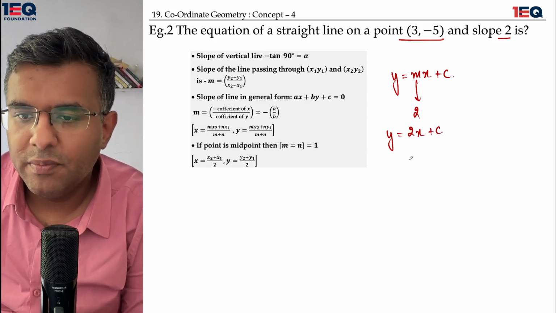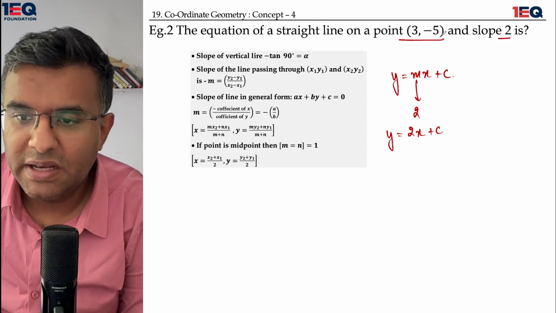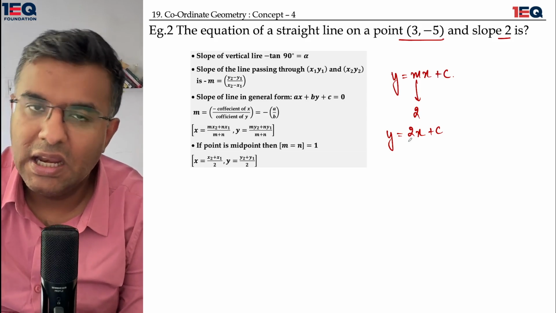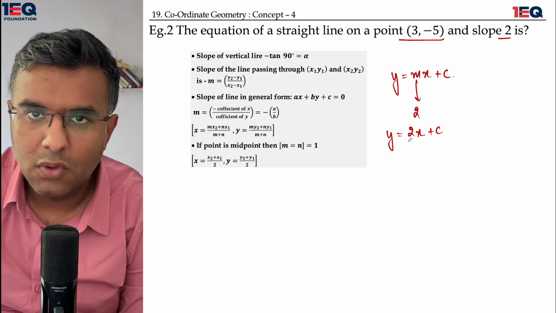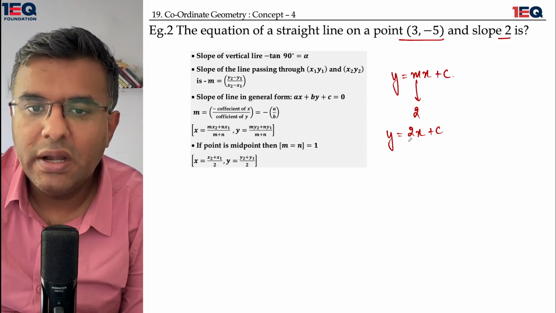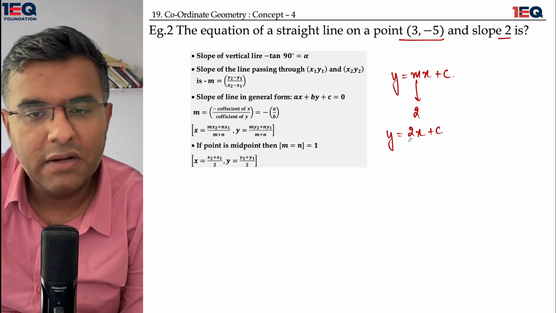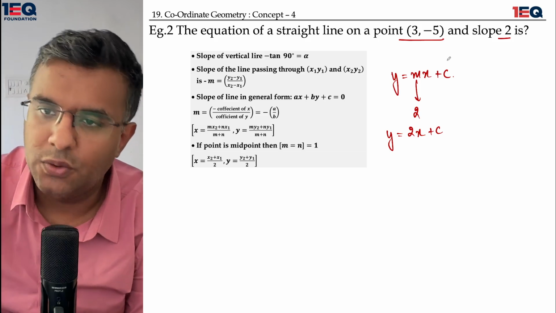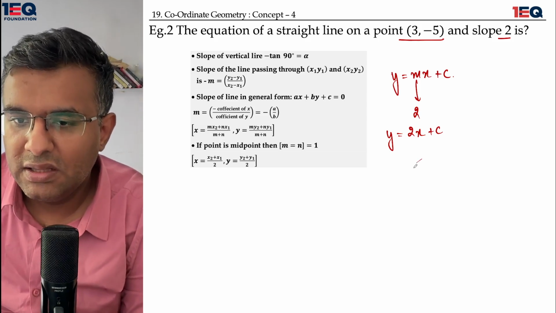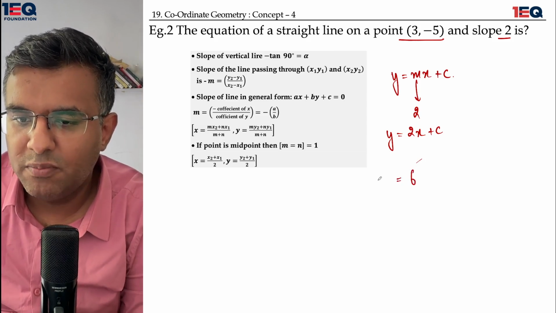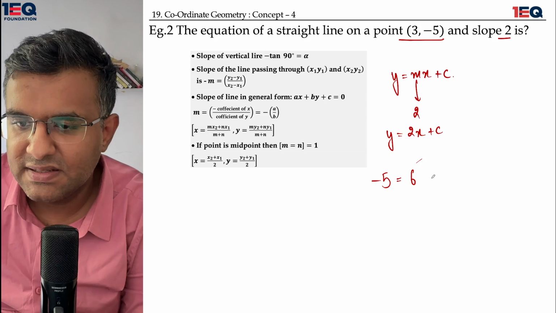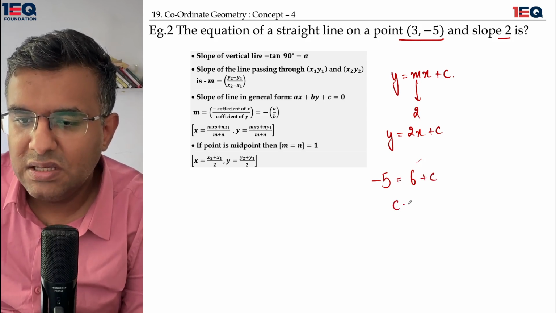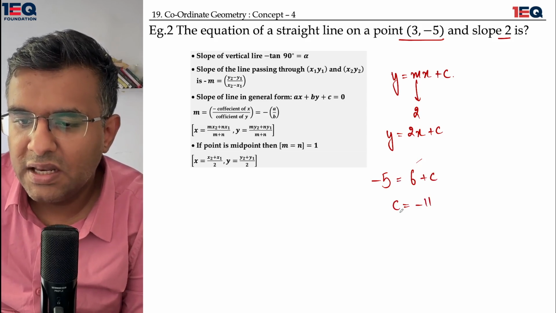So how would that happen? I would have to put the value of 3 and minus 5 in this equation. If any point lies on the straight line, it would satisfy its equation. Always remember this. If any point lies on the line, it would satisfy its equation. Satisfy its equation means it would bring down the equation to 0. So I'll put the 3 in the x side. This is 6, and I would put minus 5 in the y side, which is minus 5, and this being equal to c. So c is nothing but equal to minus 11.